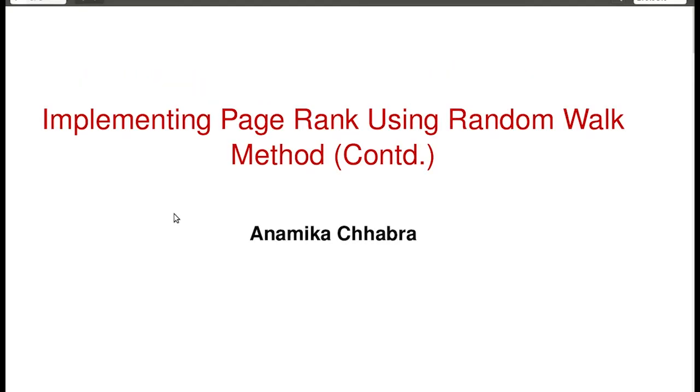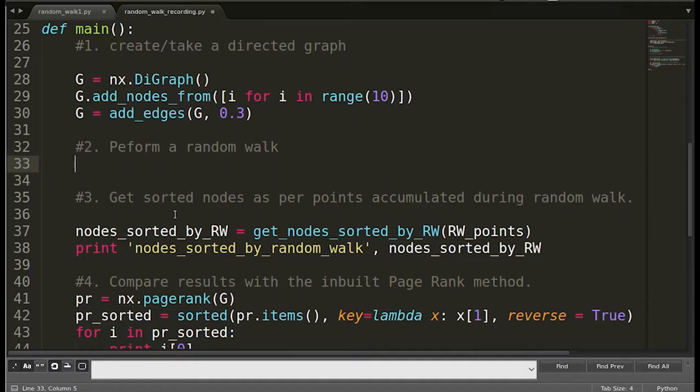In this video, we are going to implement PageRank using random walk. So let's start the code. As I told you in the previous video, there are 4 steps which are to be implemented, and out of those 4 steps, first, third and fourth steps are the same that we implemented in our previous video on implementation of PageRank using points distribution method.